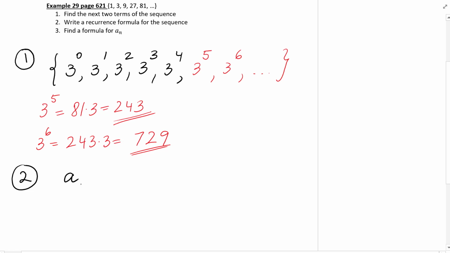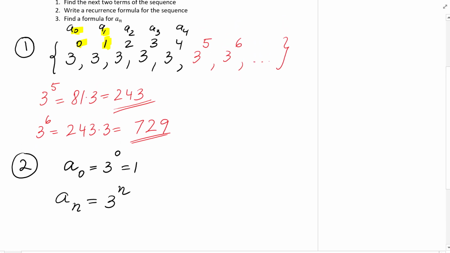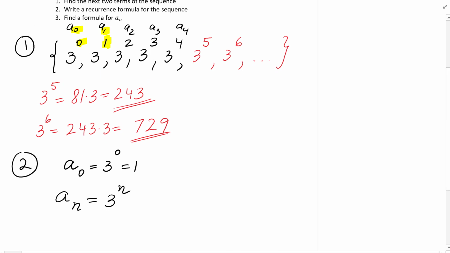Now part 2 says write a recurrence formula for the sequence. If we say a sub 0 is 3 to 0, or 1, then a sub 1, a sub 2, a sub 3, a sub 4, we notice that these subscripts are identical with the exponents. So then a sub n would be 3 to the n.